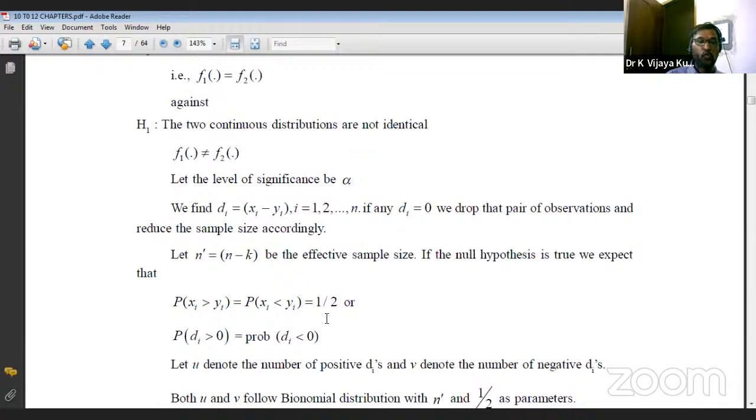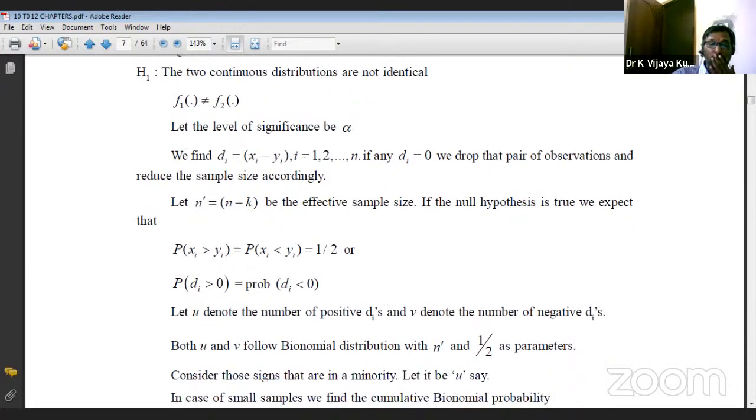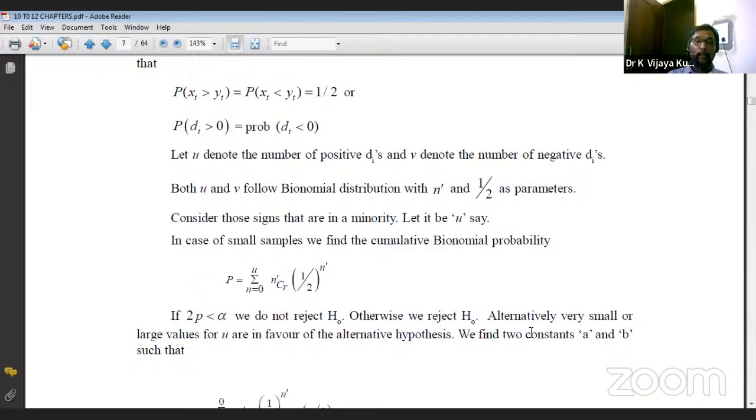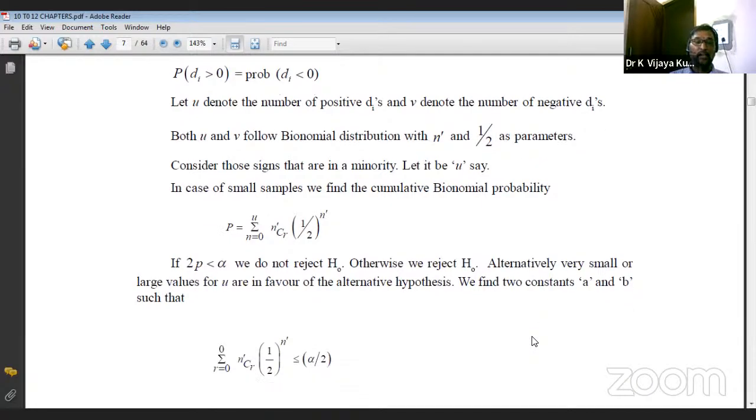If the null hypothesis is true, we expect that P of xi greater than yi and P of xi less than yi are each equal to 1/2. So the probability of Di greater than 0 is equal to the probability of Di less than 0. Therefore both U and V follow a binomial distribution with n dash and parameter 1/2. Consider those signs which are in the minority. Let U say, in case of small samples, to find the cumulative binomial probability, P is equal to the summation from 0 to U of n dash choose r times (1/2) to the power n dash. If 2p is less than alpha, we do not reject H0, otherwise we reject H0.